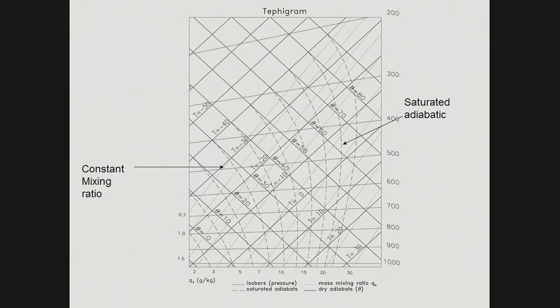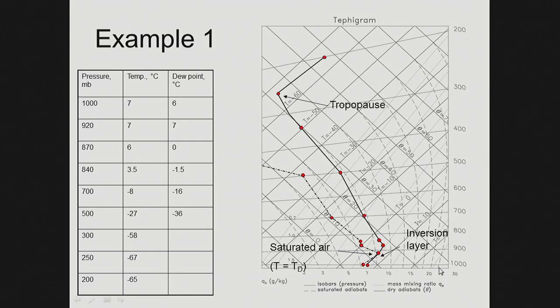And the fifth type of line, which are these sort of broad dashes, gently curving upwards, these are the saturated adiabatic lines. It's all that information on the tephigram. And what do we do with a tephigram? Well, we plot radiosonde profiles on a tephigram.